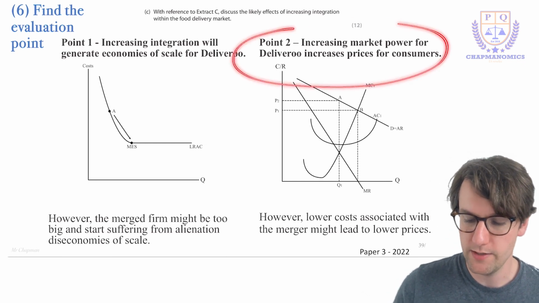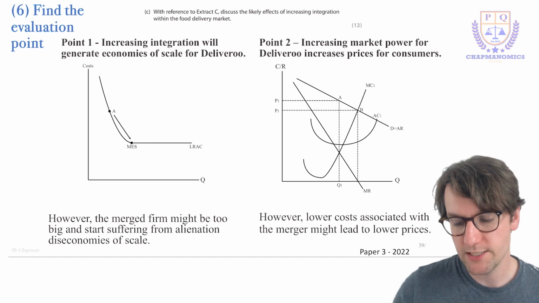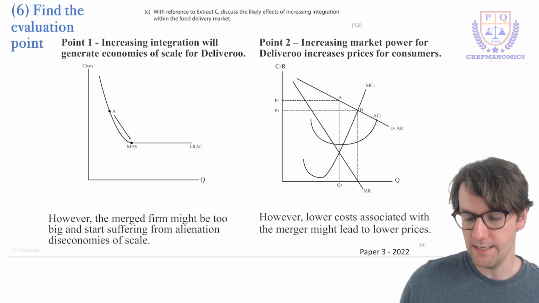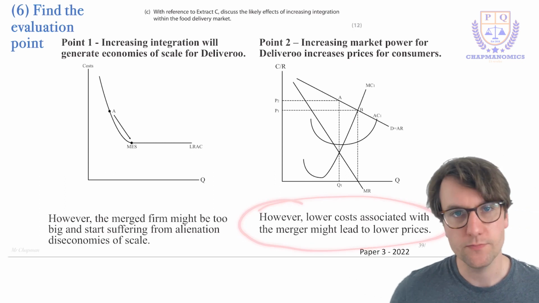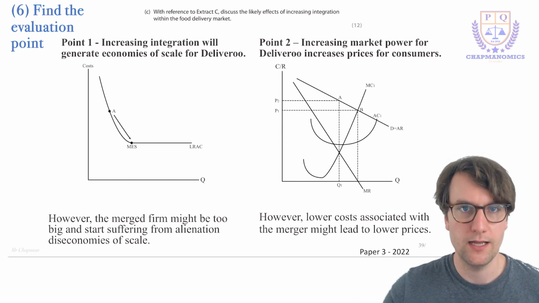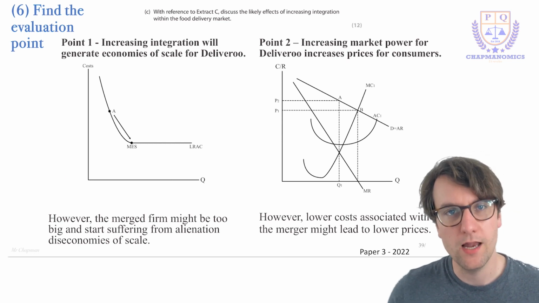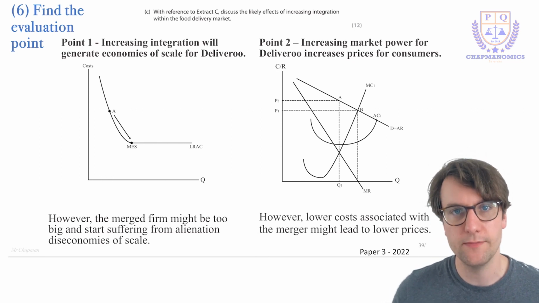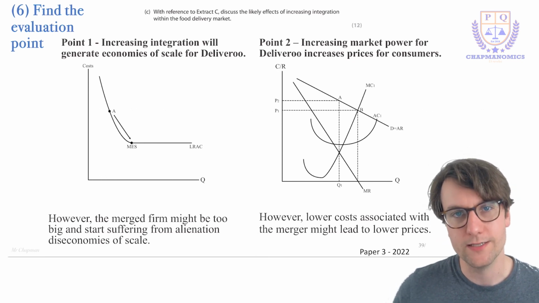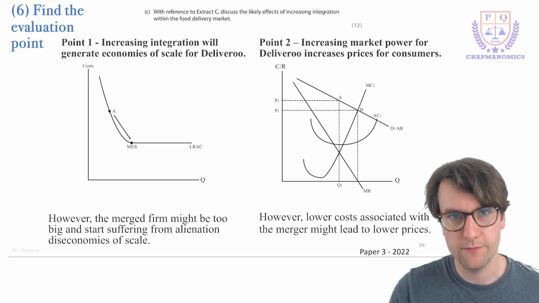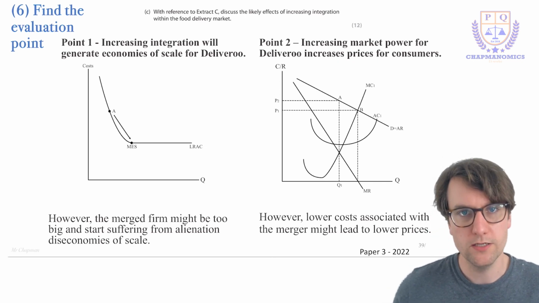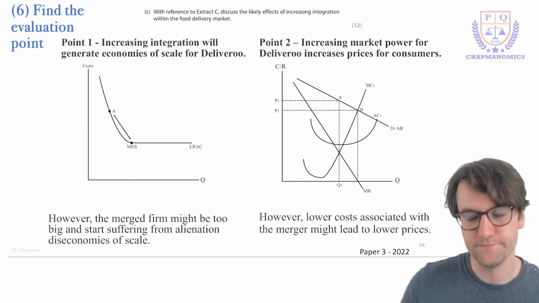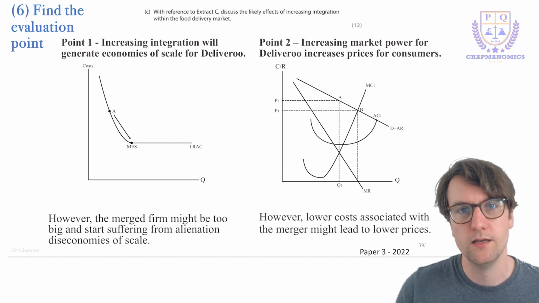Then on our second point, this increasing market power point, what I'm suggesting here is that it's going to lead to increases in prices for consumers. But on the other hand, it's possible that Deliveroo merging, as our case study suggested, might actually lower prices for consumers so that they can become more competitive against their other competition in the market. And as a result, we get lower prices, not higher prices. Because they benefit from economies of scale, they can lower their costs, and as a result, they can lower their prices while still making the same level of supernormal profit. As a result, we get lower prices for consumers.